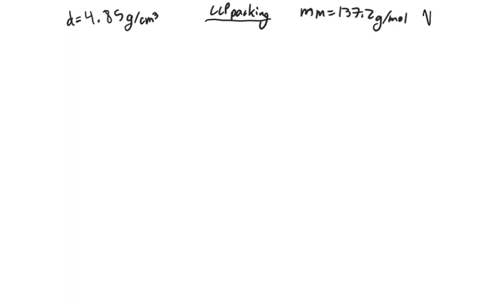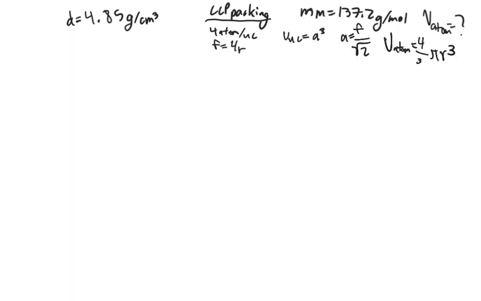We will use some facts that we know, like 4 atoms per unit cell is the ratio for CCP packing. That F equals 4R, and F is the diagonal. The volume of a unit cell is A cubed. A equals F over the square root of 2. And the volume of an atom is 4 over 3 pi R cubed.